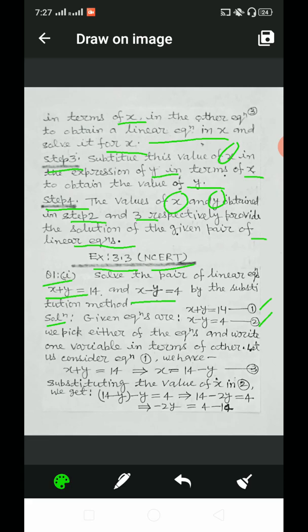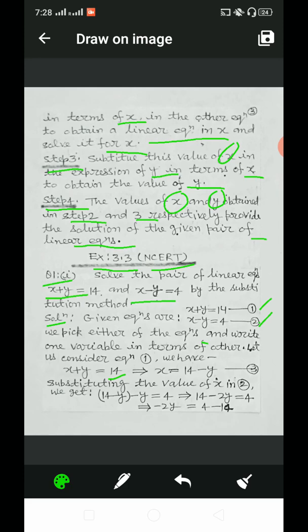Here, according to the above steps, first we pick either of the given equations and write one variable in terms of the other. Here we have given two equations, x plus y equal to 14 and x minus y is equal to 4. So we can pick either of the given equations and write one variable in terms of the other. So here first we consider equation number 1. You can consider equation number 2 also.